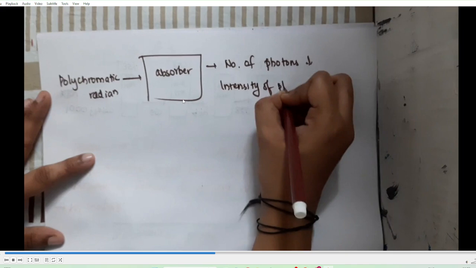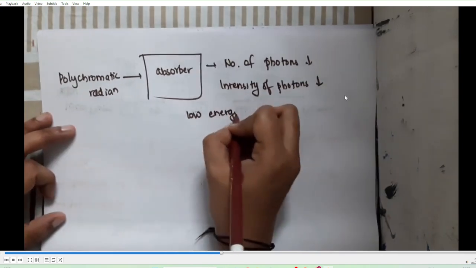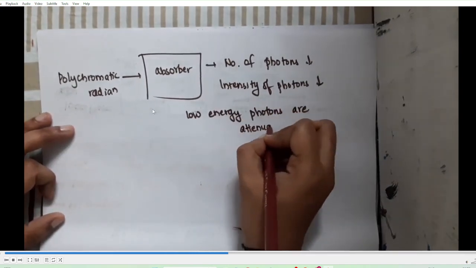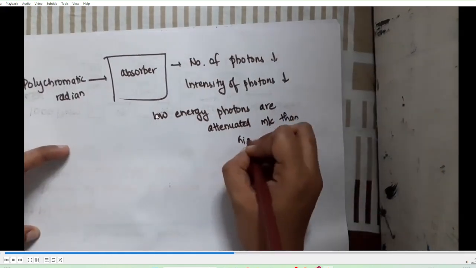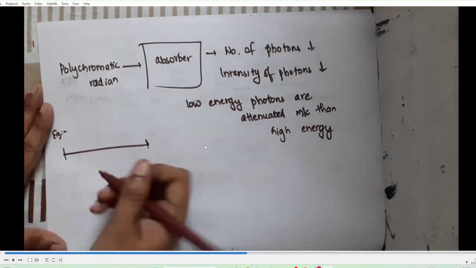Whereas, in contrast to monochromatic radiation, the quality of the beam changes because when the polychromatic radiation passes through the absorber, lower energy photons are more readily attenuated than the higher energy photons. As the lower energy photons are removed from the beam, the intensity is decreased. So lower energy photons are attenuated more than the higher energy photons. As lower energy photons are removed from the beam, the mean energy will increase.